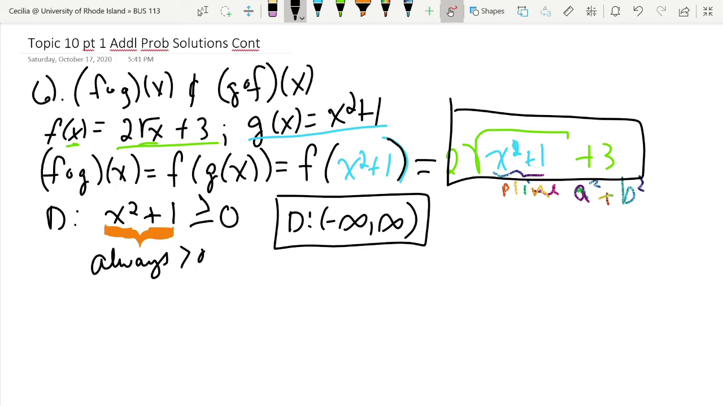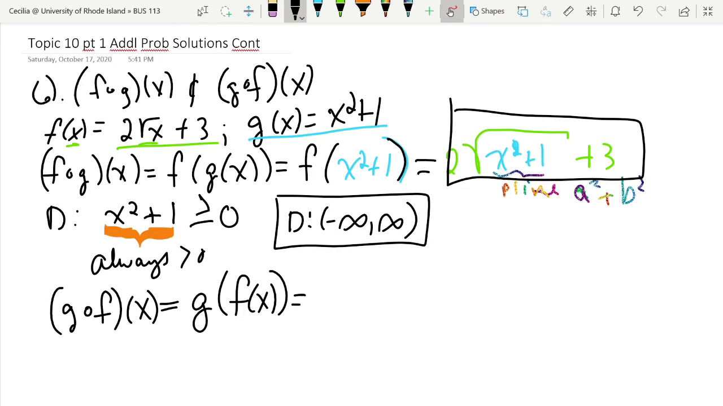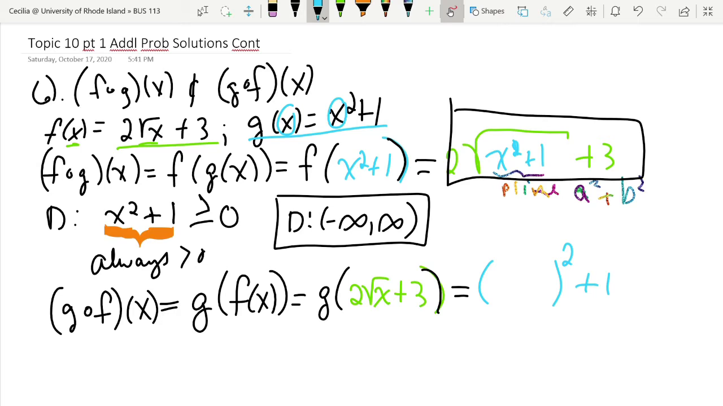Okay, so now let's do part B of this problem, and that is g circle f of x. Same thing. g acting on f of x is equal to g acting on 2 square root of x plus 3. And what is that? Well, g says take whatever your input is, square it, and add 1. So I'm going to do parentheses, square it, and add 1. This is my input, the part that I'm leaving blank because I'm going to fill it in with what the input is, which is 2 square root of x plus 3.